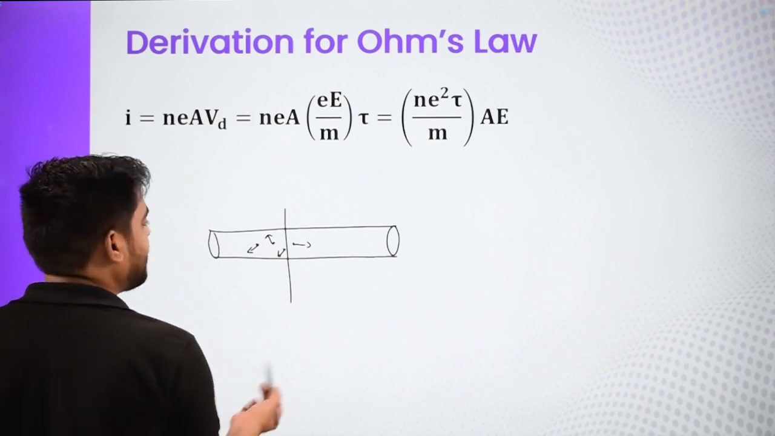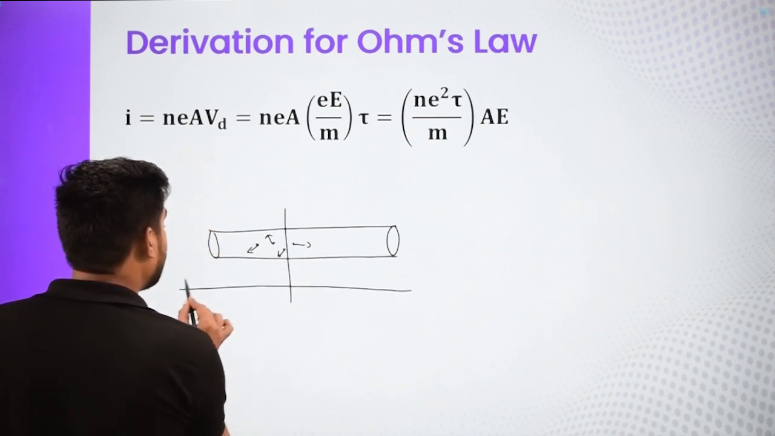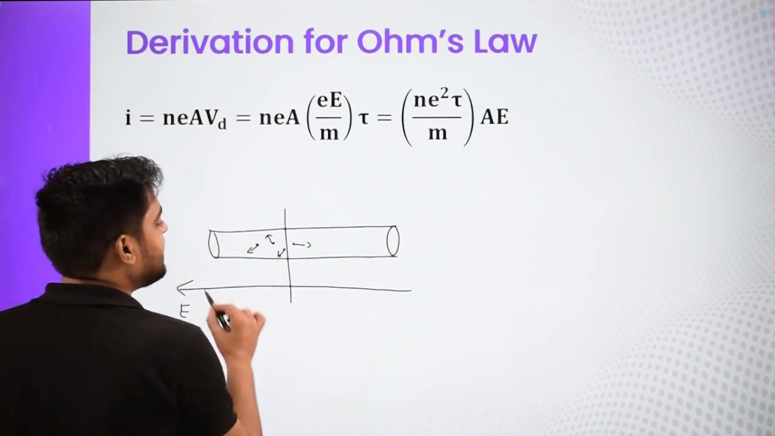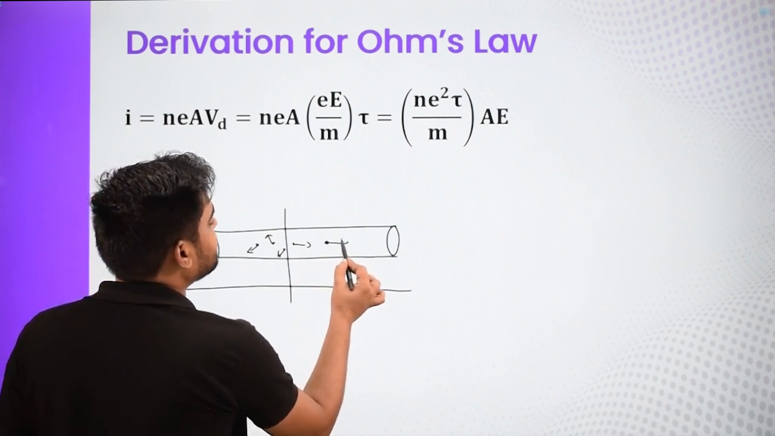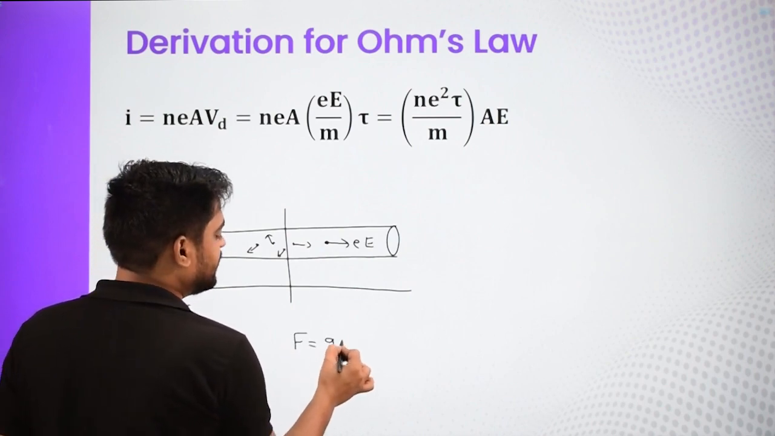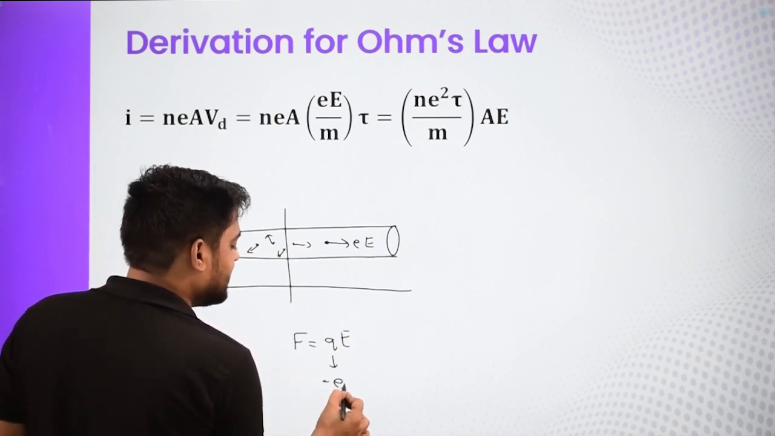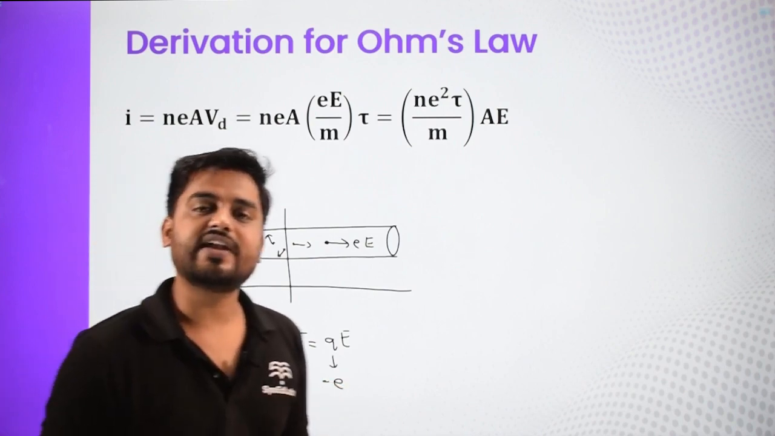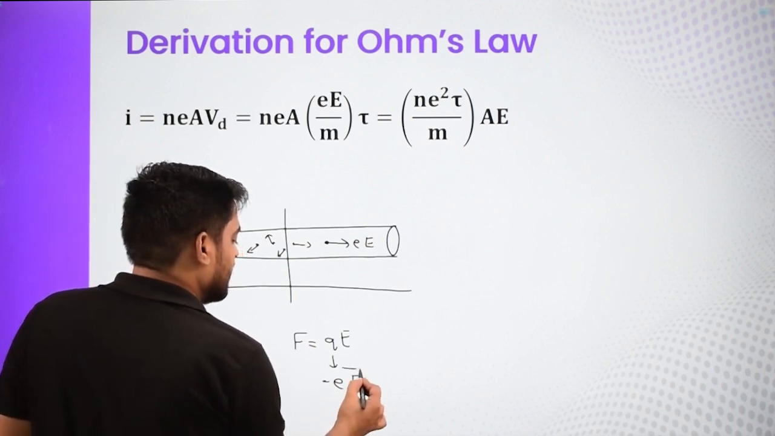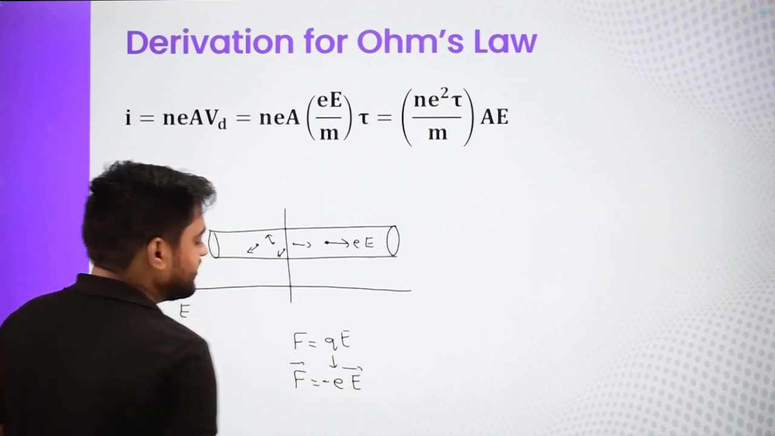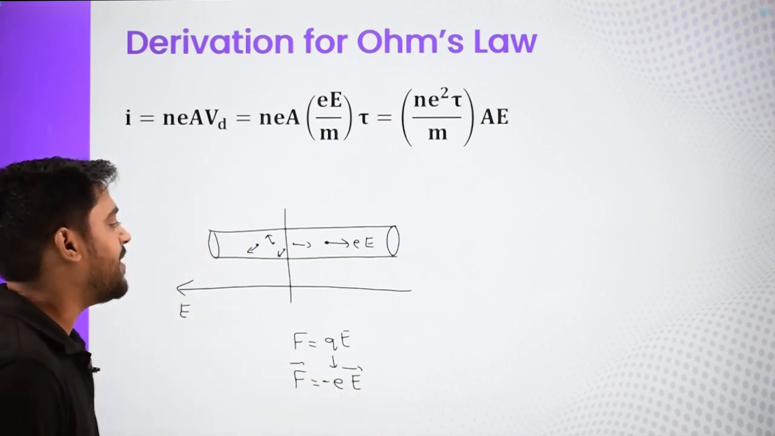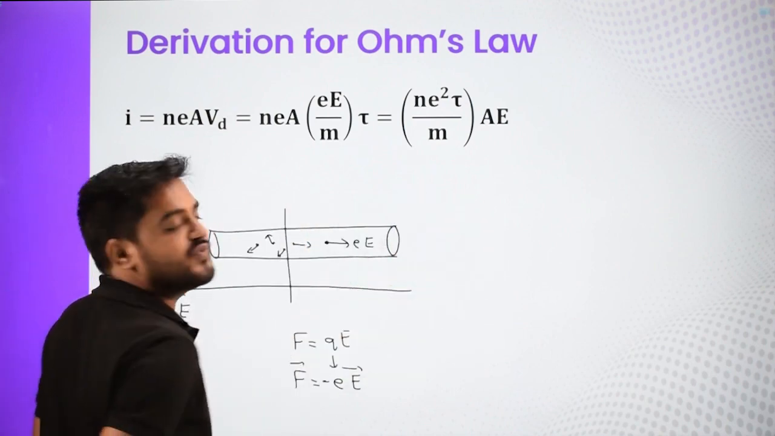Now, what happens if we apply an electric field? As soon as we apply an electric field across the entire piece of conductor, each electron will experience a force in this direction. We already have discussed that force is equal to qE, and here it is negative e times E, where small e is 1.6 times 10 raised to power minus 19, the elementary charge on an electron. This is my F vector. The force is in the opposite direction because of the minus sign, and its magnitude is small e times capital E. So, all the electrons would experience force in that direction.